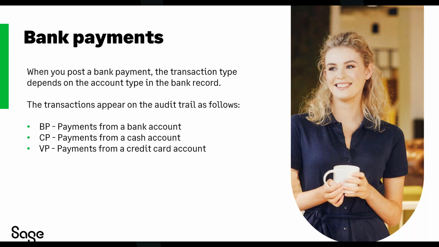So when you post a bank payment, the transaction type depends on the account type in the bank record. So the transactions will appear on your audit trail as a BP, so that's what we were posting before, payments from a bank account, a CP, payments from a cash account, or a VP, which are payments from a credit card account. So V just standing for Visa there.